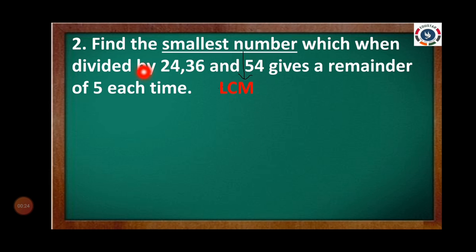Okay, so we are going to divide the values 24, 36 and 54, so gives a remainder of 5 each time. So each number is going to give the 5 remainders. So what do you want to do here? Here first use these 3 numbers to find the LCM. Finally we want to add the remainder with the answer.